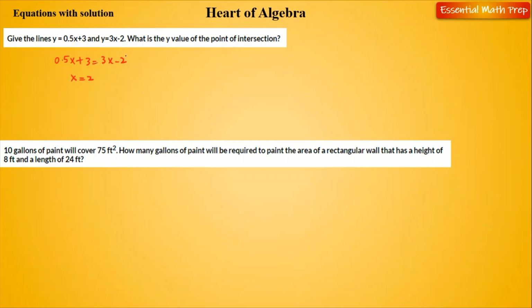So what is the y value? You are welcome to substitute x equals 2 in any of the two expressions. The y values will be the same. If you don't believe me, you can see me do it. Let's substitute x equals 2 in the first expression. It'll be 0.5 times 2 plus 3, that'll be 4. Let's substitute in the second expression. It'll be 3 times 2 minus 2, that's 4. Because the two lines intersect, the point of intersection should have identical y values. So y1 equals y2. So what is the y value of the point of intersection? That'll be 4.